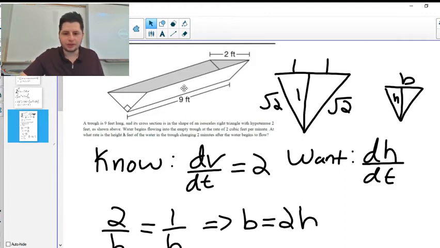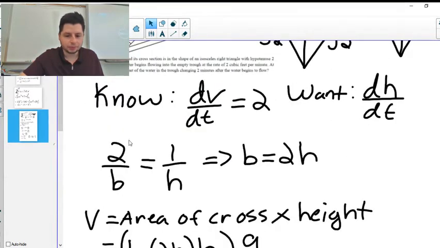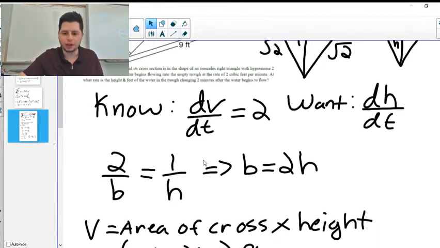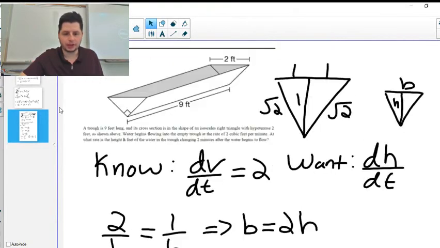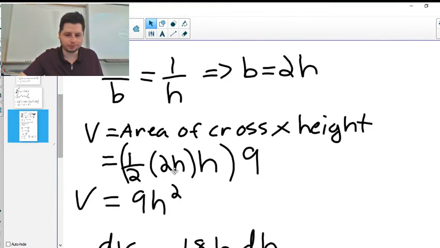So then based off of this triangle relationship, I have that 2 is to b as 1 is to h just by setting up ratios. And that gives me that b is 2h. Okay? So that's where that information was coming from. Now we can go and do the volume.